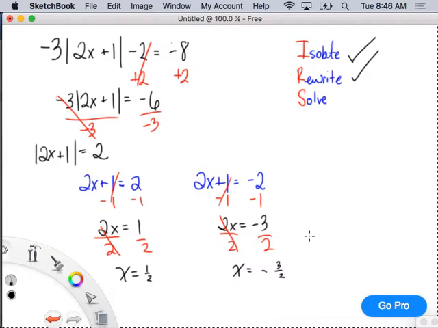You see how this was a little bit more of a challenging question? There's more steps to it, but it's the same process. Isolate, rewrite, and finally solve. Got it? Any questions? Okay. All right. So let's move forward.